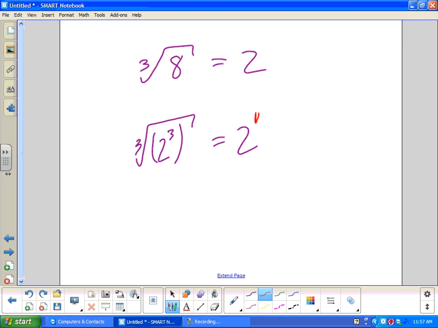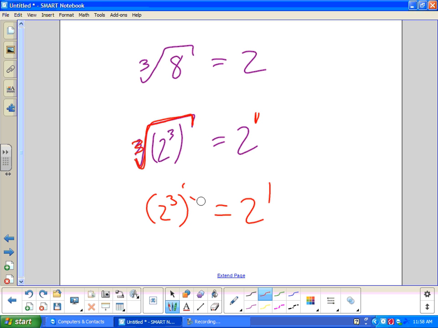All right, so now I want to change this radical. I have 2 cubed, and I want to change this into some power right here. So something times 3 has to give me 1. 1/3. Does that work? Absolutely.